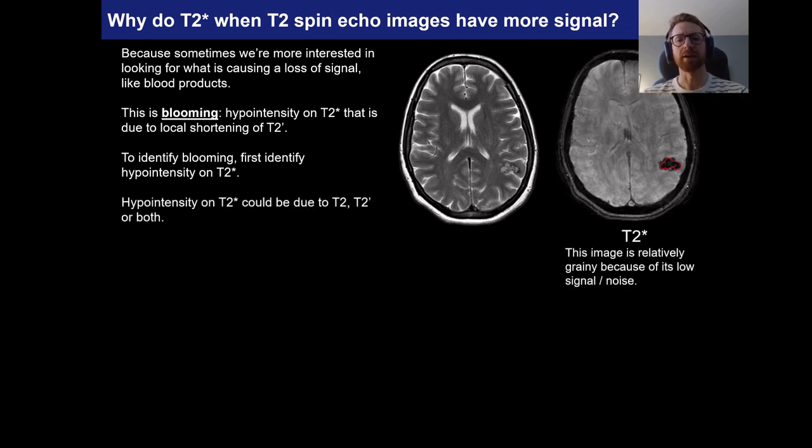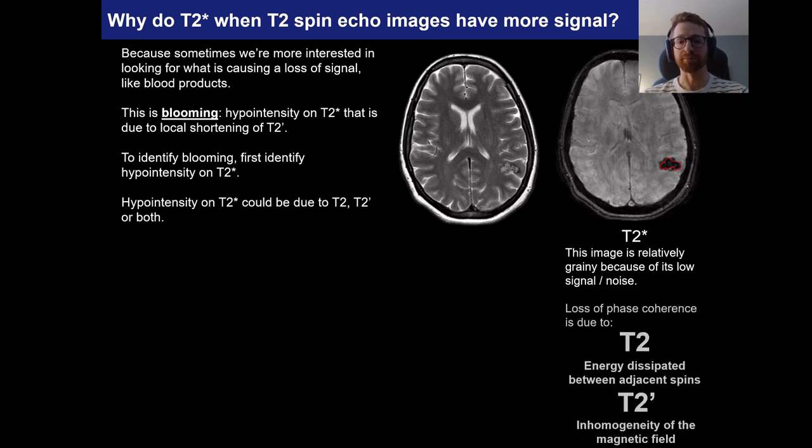So this hypointensity could be due to shortening of T2, shortening of T2 prime, or both. Because loss of phase coherence on a T2 star weighted image is due to both of those dephasing mechanisms, right? T2 is due to spin-spin energy transfer. There's nothing we can do to correct that. That's going to be present. T2 prime is something that we can correct. That's the inhomogeneity of the magnetic field, and that's something we can correct with the spin echo. But a T2 star weighted image does not have a spin echo to correct that. Therefore, we're sensitive to T2 prime effects, which is exactly what we're trying to detect in blooming.